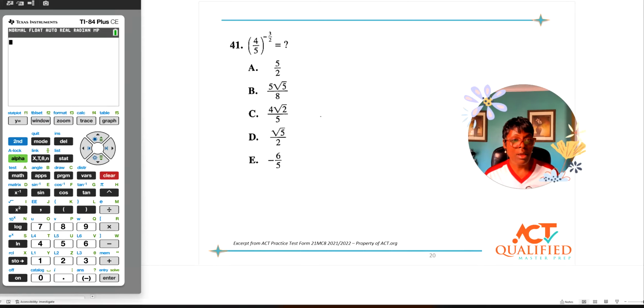Question number 41. 4/5 raised to -3/2. This particular problem looks very simple, and it is for some students. However, with this particular test, this is a high stakes test. It's more about ensuring that we are both accurate as well as efficient when we are working these problems.